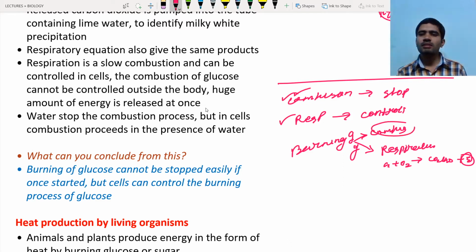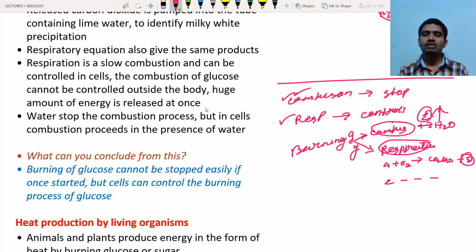But in the combustion of glucose in the laboratory, you cannot control it. If you want to control it, you have to pour water, then only it is going to get controlled. So a huge amount of energy is released at once. But in case of respiration, energy will be released little by little.